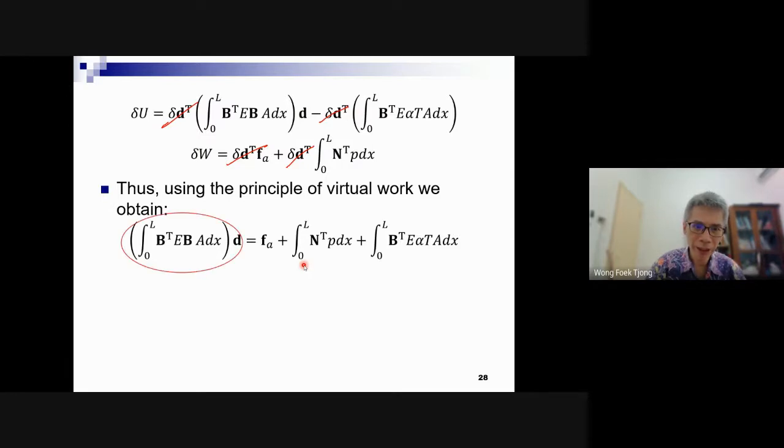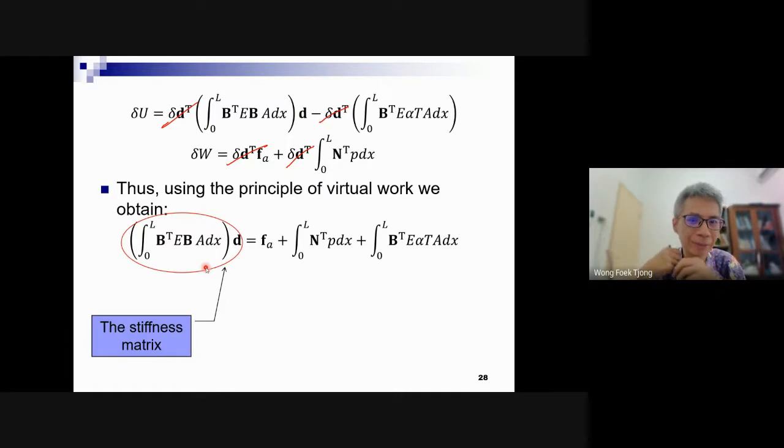Do you recognize what this is inside the integrals? This is a matrix. Actually, a matrix times a displacement vector becomes a force. This is the force on the right-hand side. This should be and must be a stiffness matrix, right? The stiffness matrix.